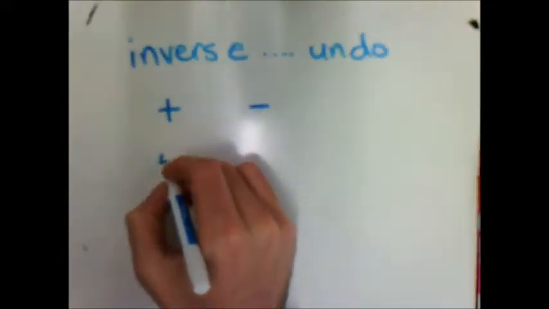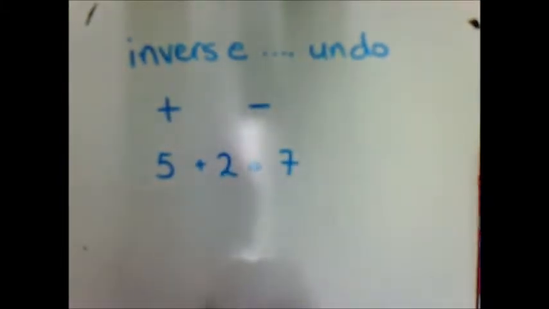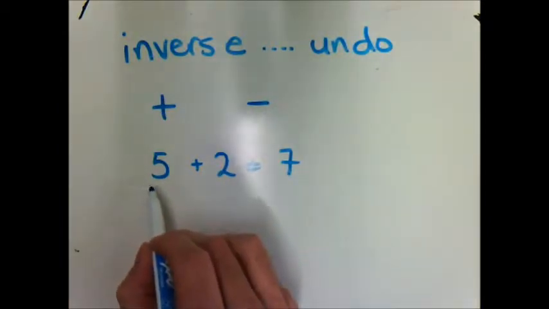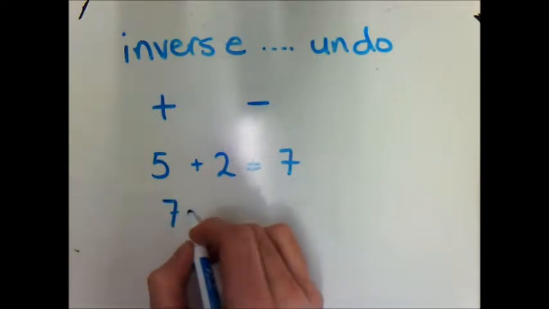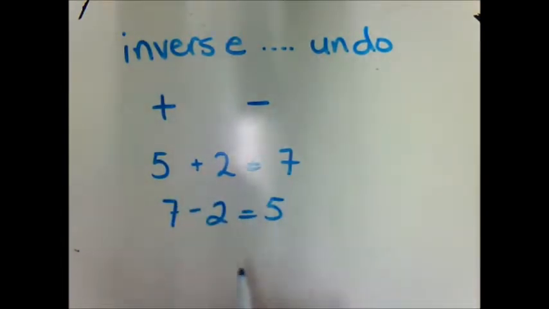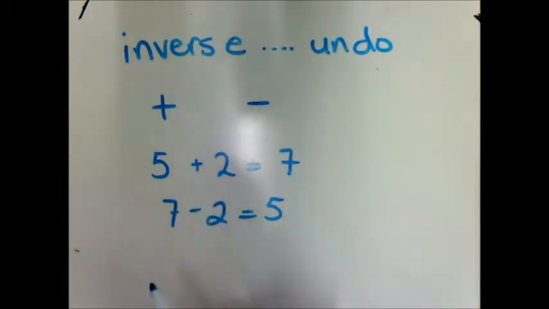If I have the number 5 and I add 2 to it, the result will be 7. If I want to get back from my 7 to my 5, I need to undo this addition operation. 7 take away 2 equals 5. Subtraction undoes addition. Subtraction is the inverse operation of addition.